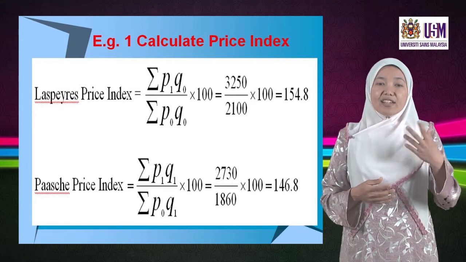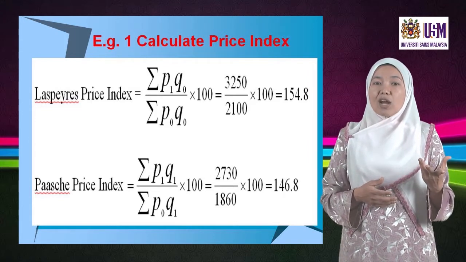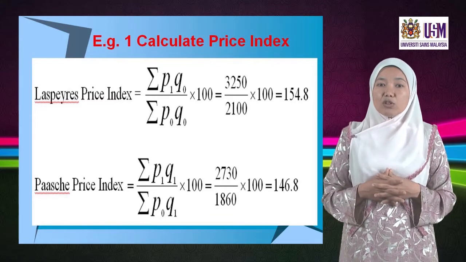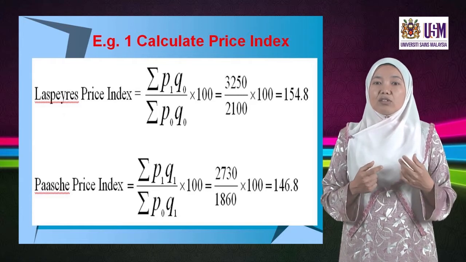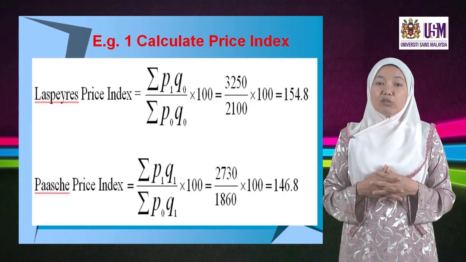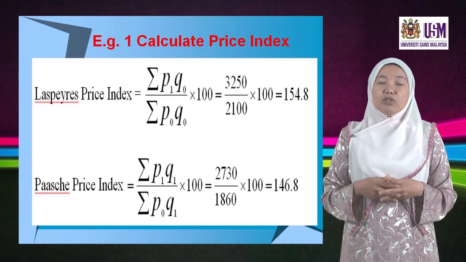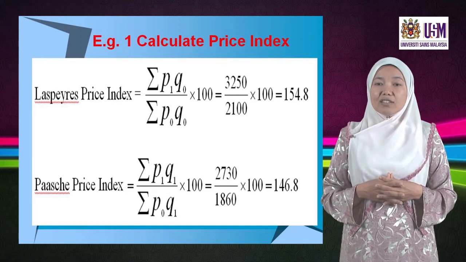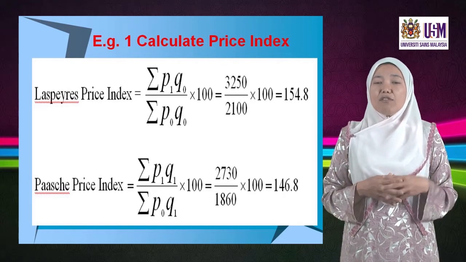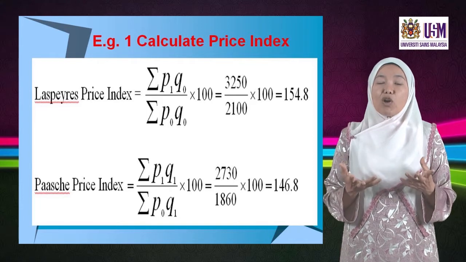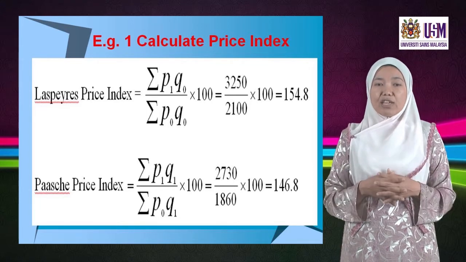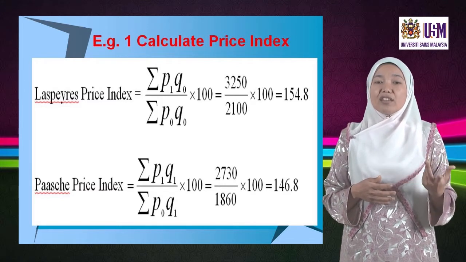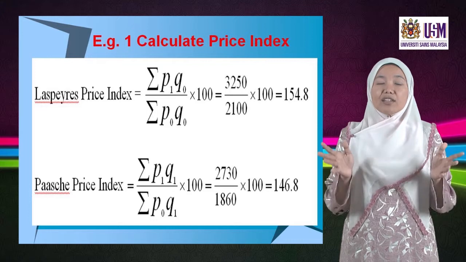We already did the calculation just now. Summation of P1 multiplied with Q0 over summation of P0 multiplied with Q0. So once you have this, 3250 divided by 2100 multiplied with 100, you have your index, 154.8. So in this case, we have the increase in price from year 1 to year 6 by 54.8% on average, taking into account there are goods that increase in price, there are goods that are reducing in price. So that is Laspeyres.